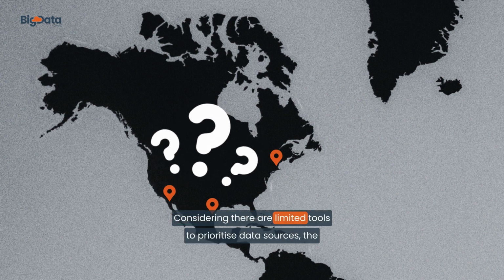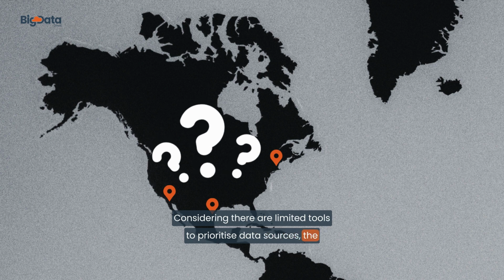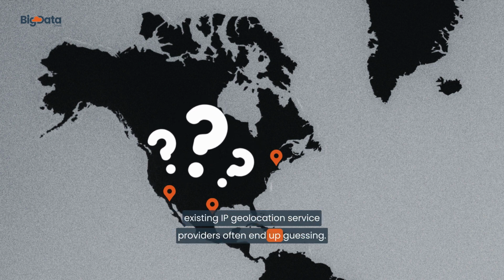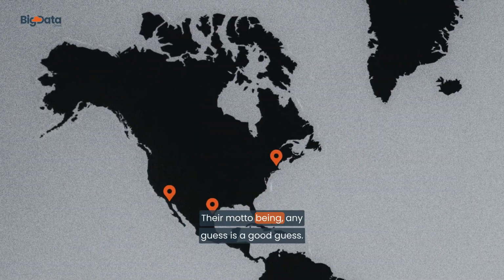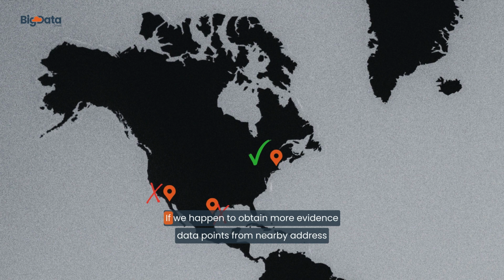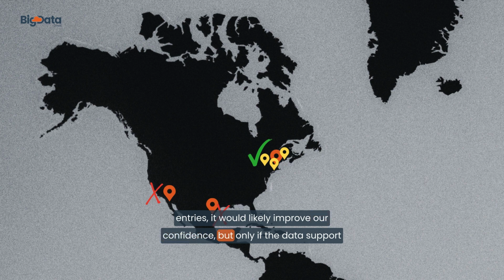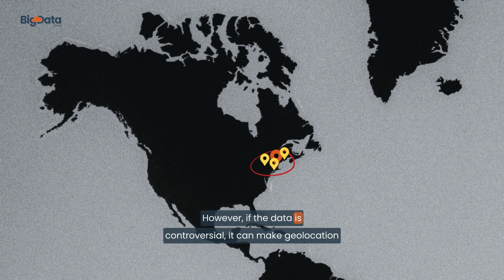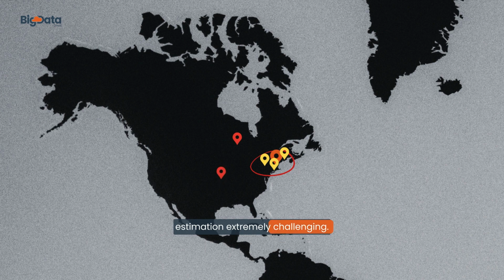Considering there are limited tools to prioritize data sources, the existing IP geolocation service providers often end up guessing. Their motto being, any guess is a good guess. If we happen to obtain more evidence data points from nearby address entries, it would likely improve our confidence, but only if the data support one of the leading guess options. However, if the data is controversial, it can make geolocation estimation extremely challenging.